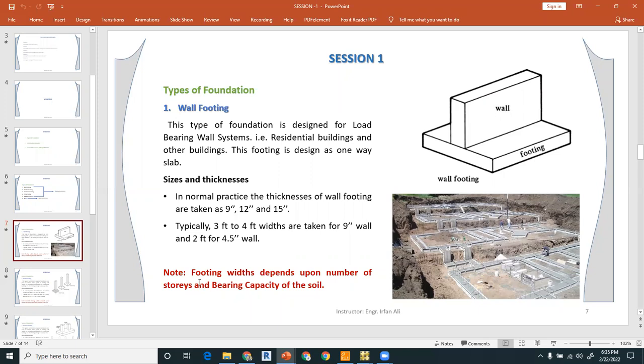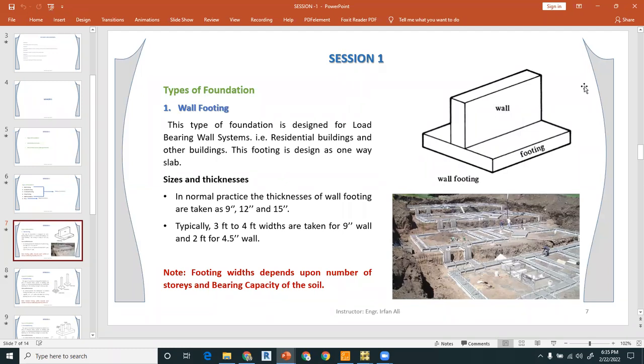So I have written this note that footing widths depend upon the number of stories and the bearing capacity of the soil, right? It means if you select a 3 feet width for a bearing capacity of 1 TSF, and the number of stories is 1, it will work. But if you keep the bearing capacity as 1 and increase the number of stories to 2, then you have to increase this 3 feet width and so on, right? So this is how you design and decide the width and the thickness of the footing.